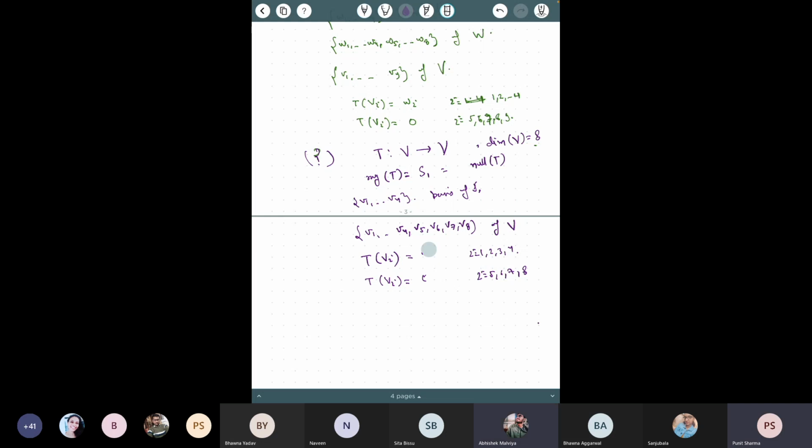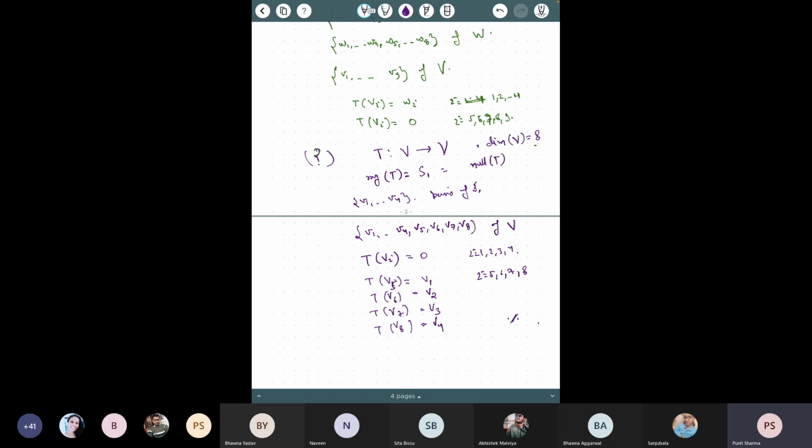Yes, so interchange Vi and 0. Sorry. Yes. So you just do it this way. You send T of Vi equal to 0 for i equal to 1 to 4, and T of Vi, you send 5 to 1, 6 to 2, 7 to 3, and 8 to 4. Is it okay now? Yes, sir.